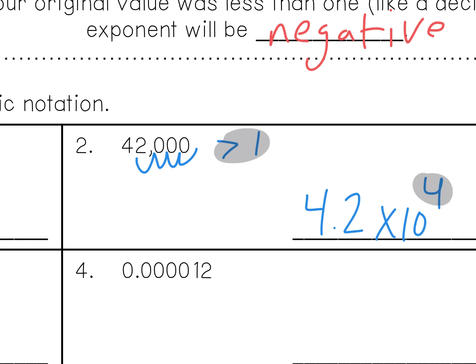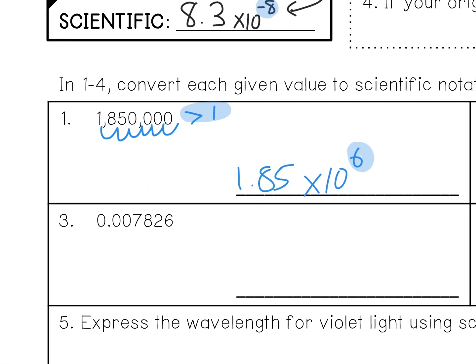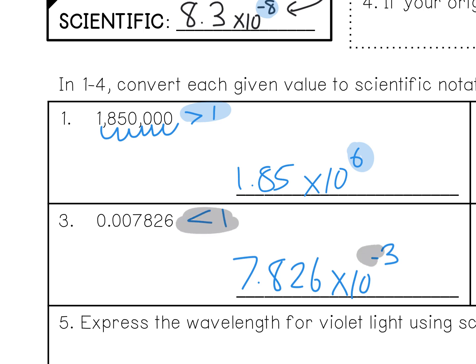I agree. Okay. Raphael? Third one. 7.826 times 10 to the negative 3rd power. Good. And so once we'll check, this is less than 1. So we want to make sure that that is negative. And then let's check 1, 2, 3. Yes, we moved 3 times. Great.